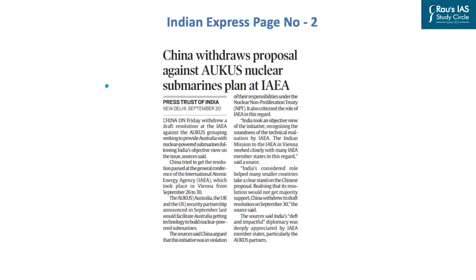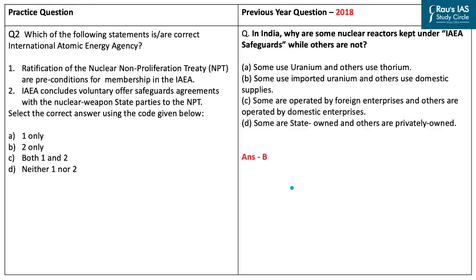The second question is related to China's withdrawal of a proposal against the AUKUS military partnership in the Indo-Pacific against the nuclear submarine plan at the International Atomic Energy Agency. In this line, you might be aware that AUKUS was formulated last year and a question was asked in the mains examination related to the AUKUS. However, in the previous years, UPSC has been asking questions related to IAEA safeguards. So, in the year 2018, a question was asked related to IAEA safeguards, that is, International Atomic Energy Agency safeguards.